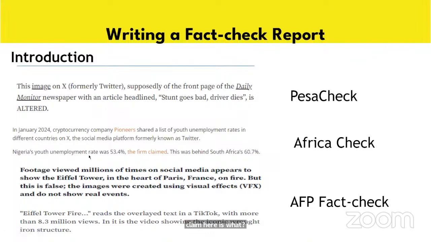Nigeria's youth unemployment rate was at 53.4%, the firm claimed. So this is the claim, you see: Nigeria's youth unemployment rate was at 53.4%. So your introduction must properly state the claim that is being checked. And then the last introduction here is by the AFP fact check.